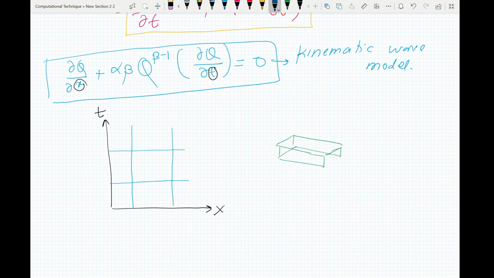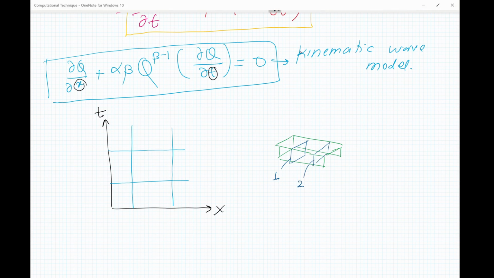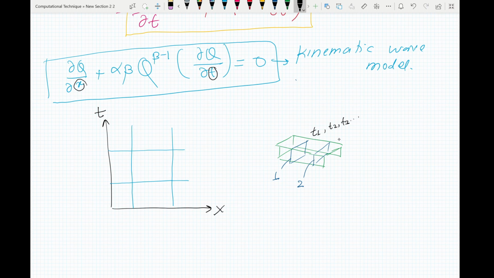let's say this is section 1, this is section 2, and you'll have time variable at t1, t2, t3, or you can write this as at j plus 1. This one will be i plus 1, i plus 2, and so on.